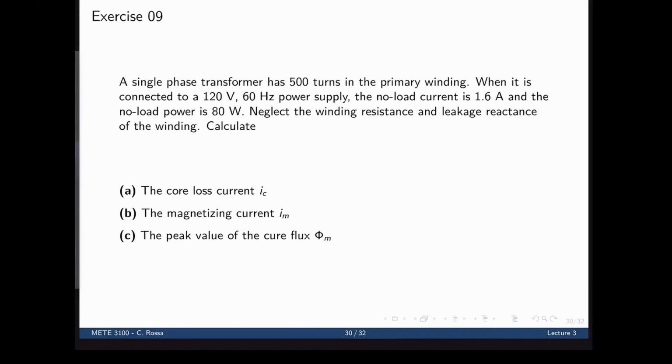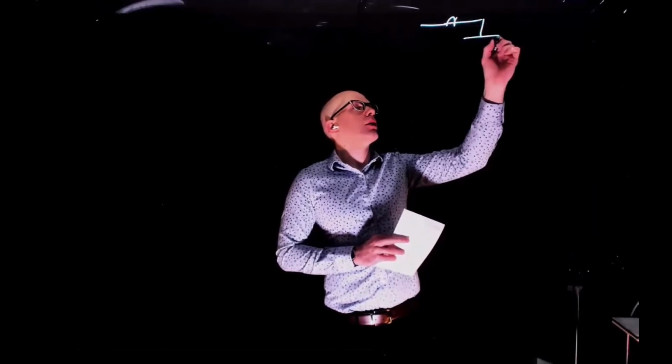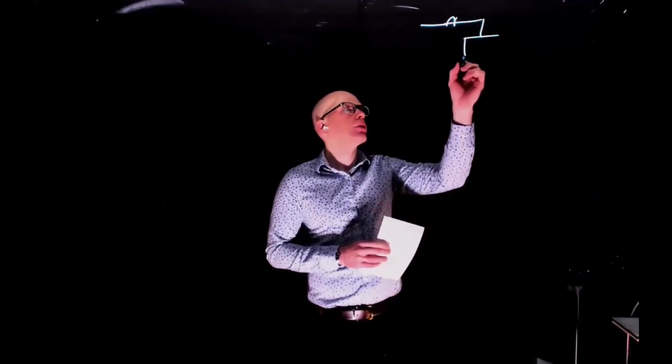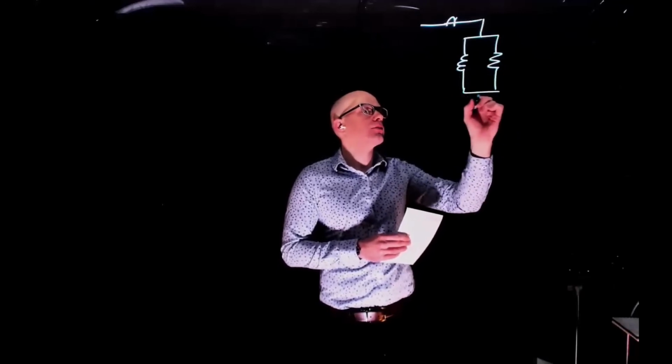So the question is very specific in the sense that it says neglect the winding resistance and neglect the leakage reactance of the winding. So what is left there? Apparently we don't have any load connected to the output. The only thing that is left would be the magnetizing reactance and the core loss in the form of this resistance.